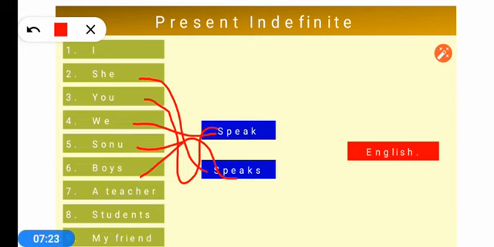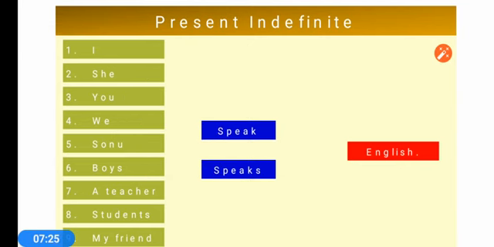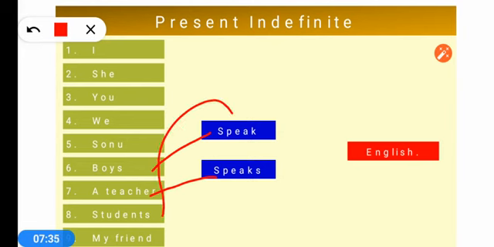With boys, speak. With a teacher, speaks. With the students, speak, because it is plural. With my friend, speaks, because it is not written my friends, it is written my friend, so it is singular. I hope you might have understood how to practice this one.